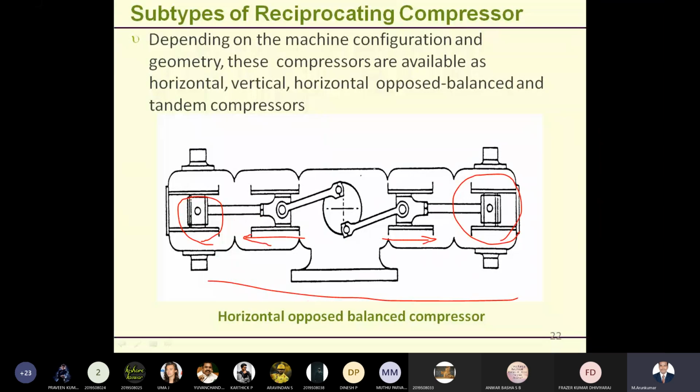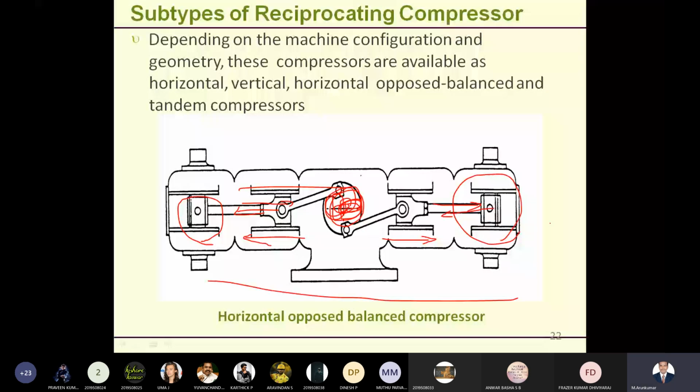So we can apply these two piston cylinders with the use of this single shaft. If you rotate this shaft, we can get the opposed compressors. If this compressor expands, this compressor will compress. If this compressor is expanding, then this piston cylinder will compress. So we can get the horizontal opposed balanced compressor.